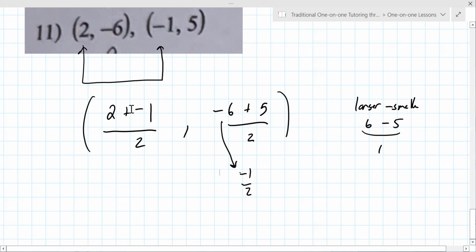How about the one on the left here? 2 plus -1 over 2. That would be -3. So it's like this: you have $2 and you owe a friend $1. How much do you have left? $1. $1 and 1/2.